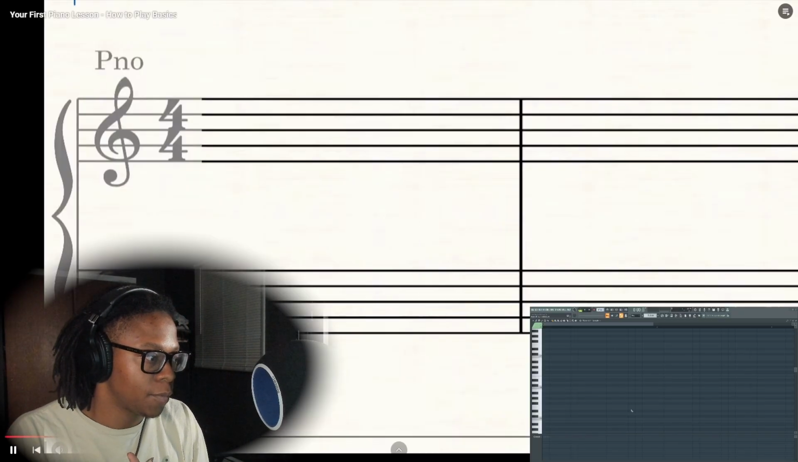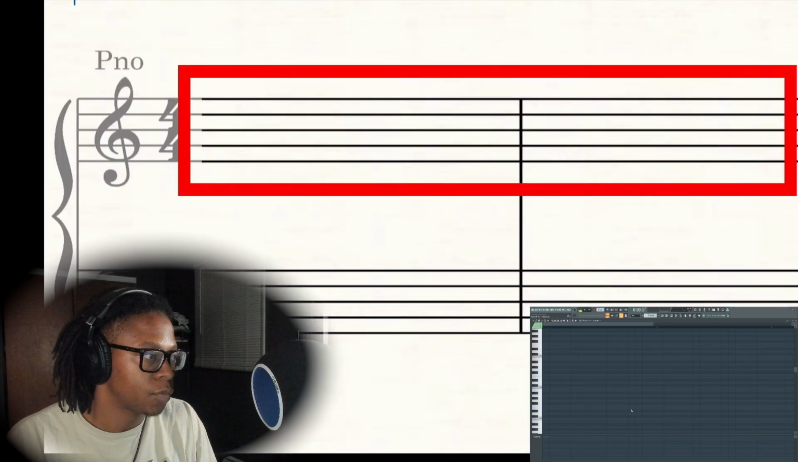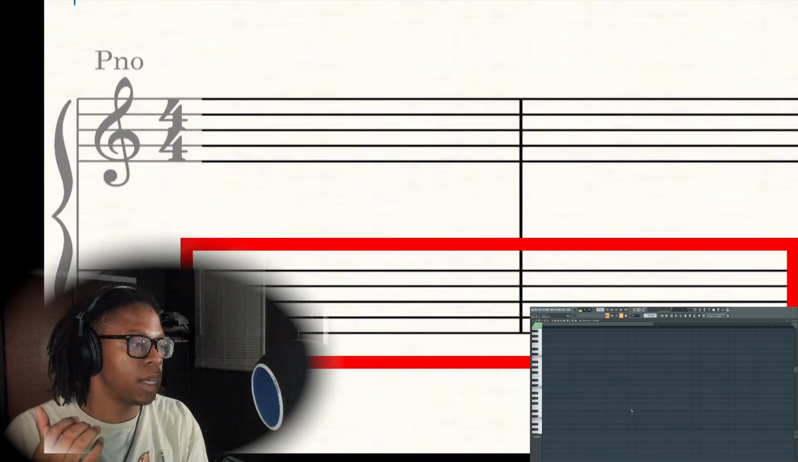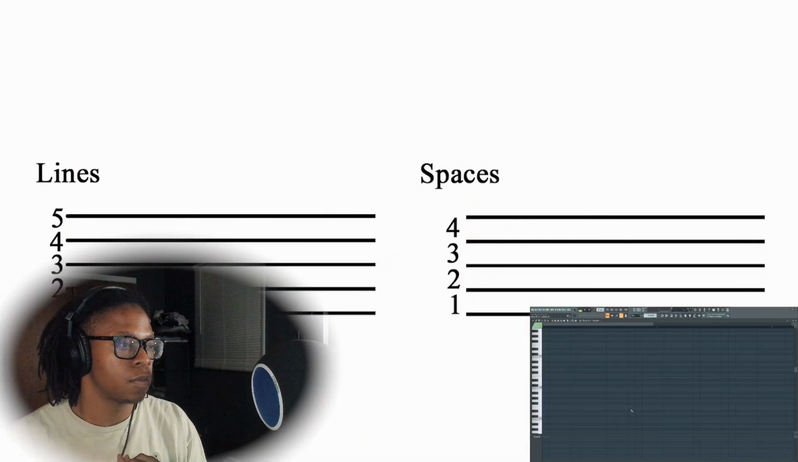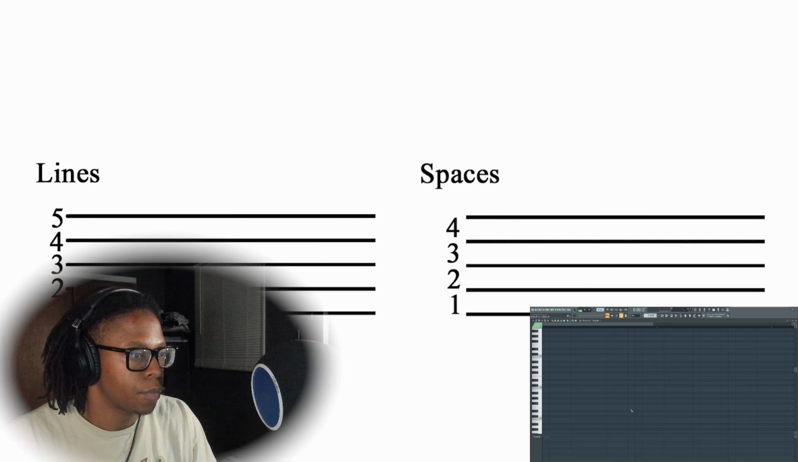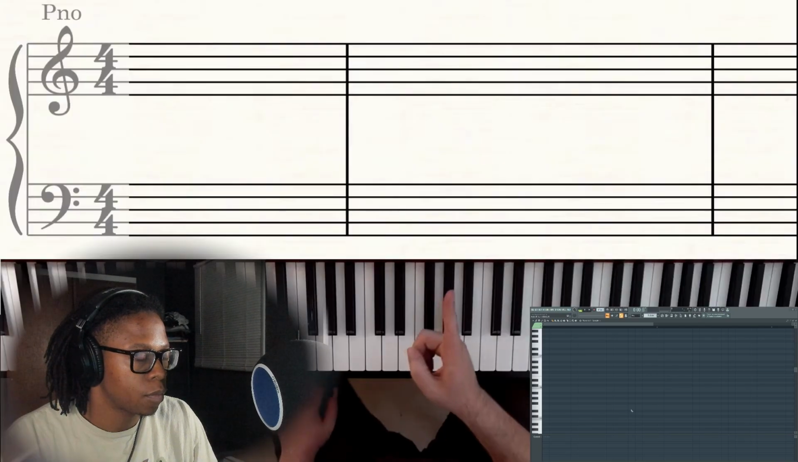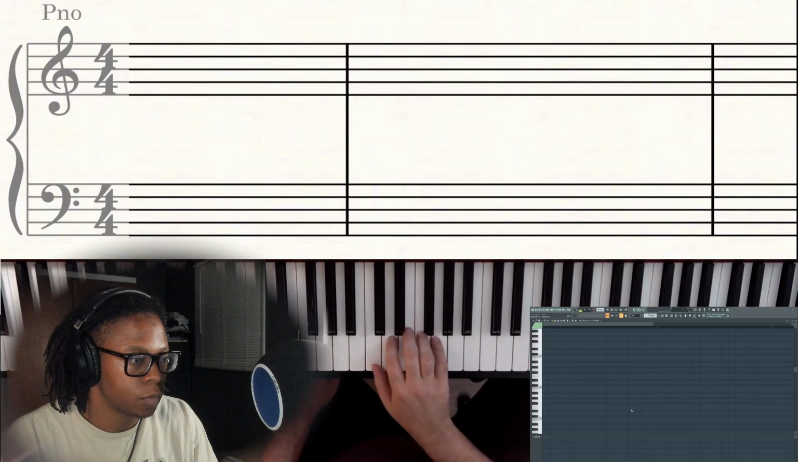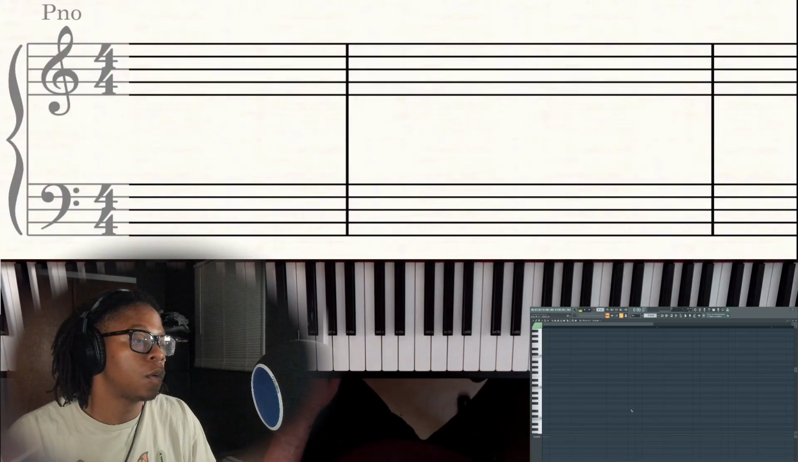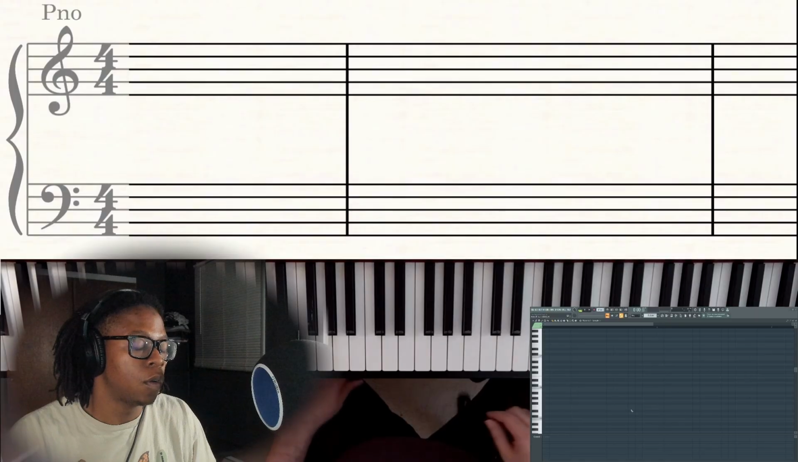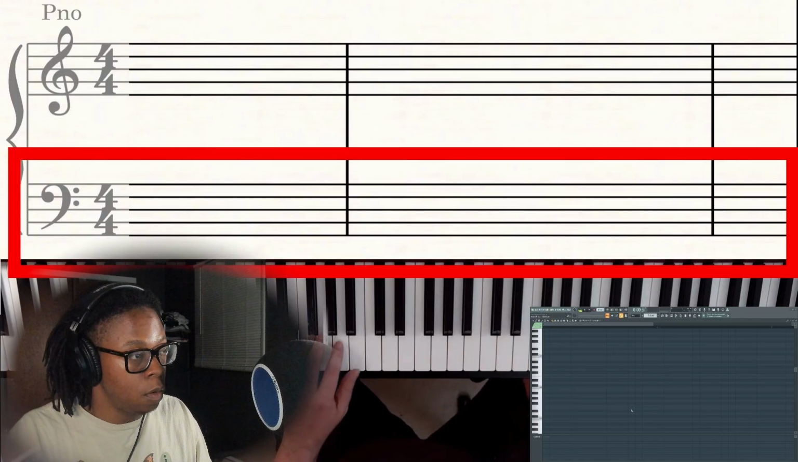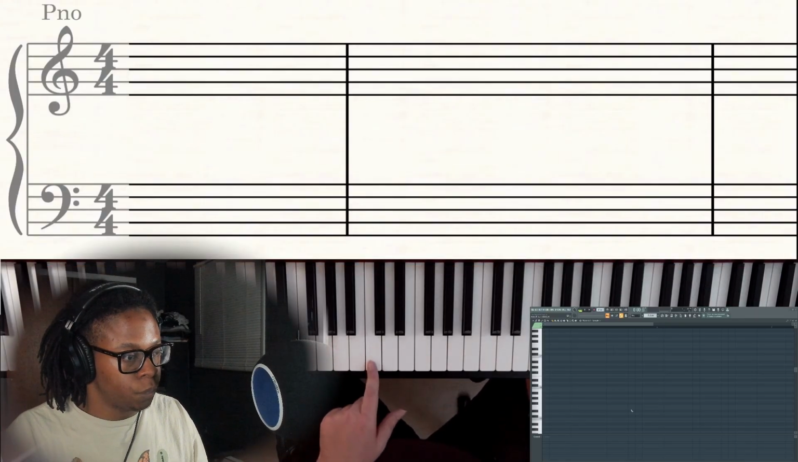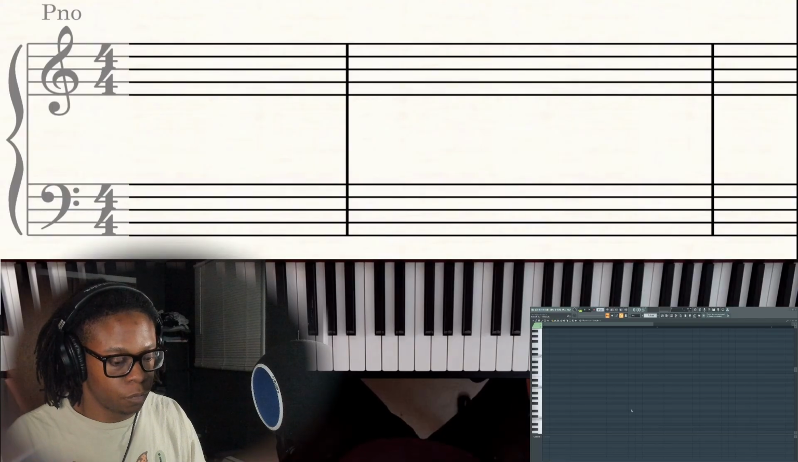And actually, you're going to see two groupings of lines. You're going to see one here on the top, treble, and then one on the bottom, bass. Each staff has 5 lines and 4 spaces in between those lines. The top staff in most cases is going to be played with your right hand, and so a lot of those notes are going to be from middle C up that way. The bottom staff is going to be played with your left hand, and a lot of the notes go down and to the left.